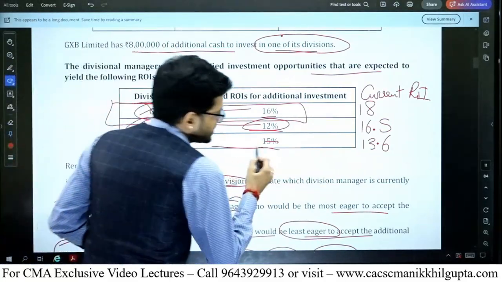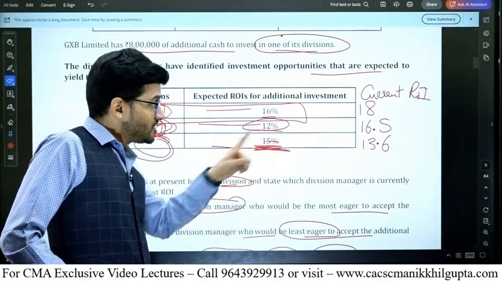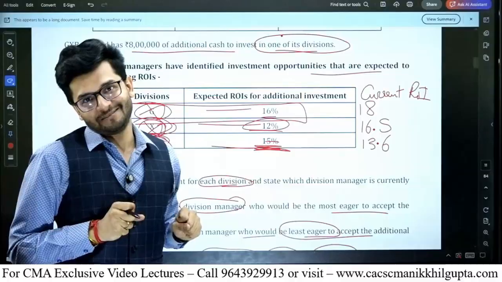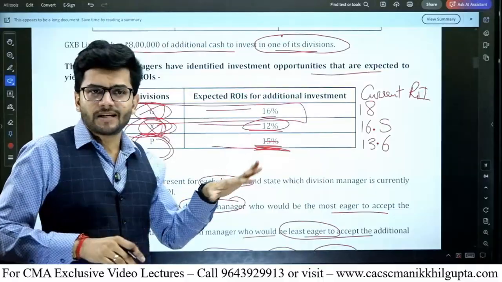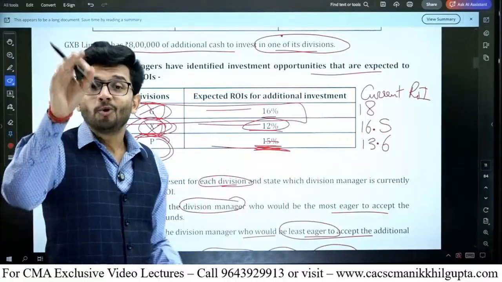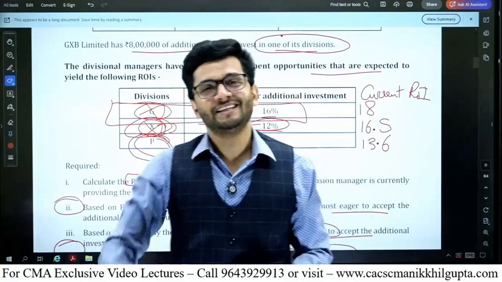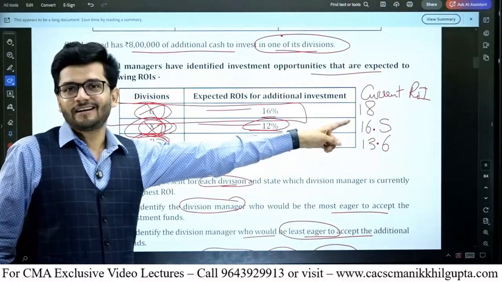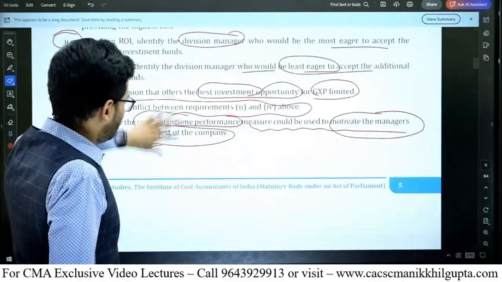But yes, P's current ROI is 13.6%, but its additional investment gives 15%. So P will enhance its ROI if it takes the additional investment. The ROI will be enhanced from 13.6% to 15%. So on average, maybe 14%, 14.5% will be the average ROI. So P will be the most eager to take this investment. G will not be eager, X will not be eager, because their additional investment will downgrade their ROI. Their current ROI is 18% and their future ROI will be 16%. So they will not be interested in taking the additional investment.